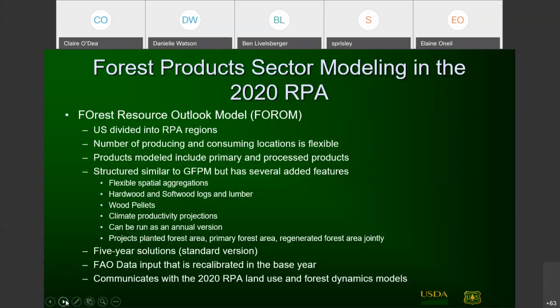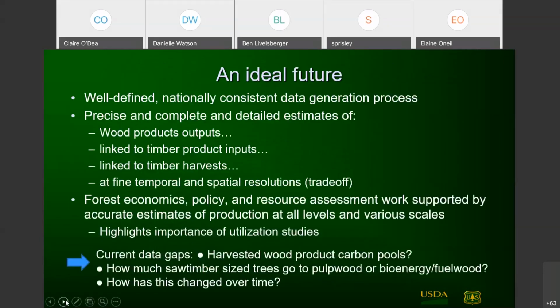For those of you who may have been familiar with our previous forest products modeling efforts, I wanted to highlight the new FORUM model and the differences with GFPM. Our new framework allows for flexible producing and consuming locations. It models primary and processed products, provides 5-year solutions, but can be run as an annual version, and incorporates hardwood and softwood logs and lumber, as well as wood pellets into its structure.